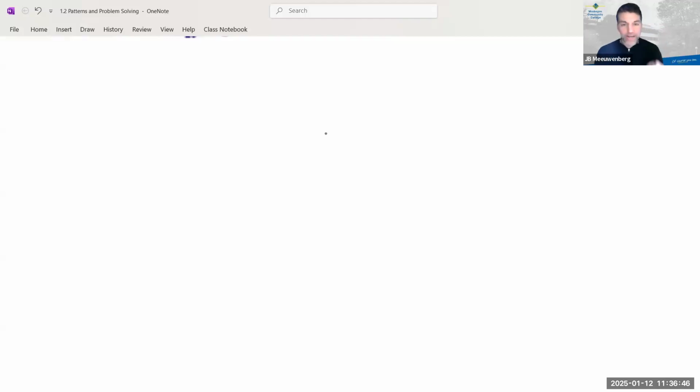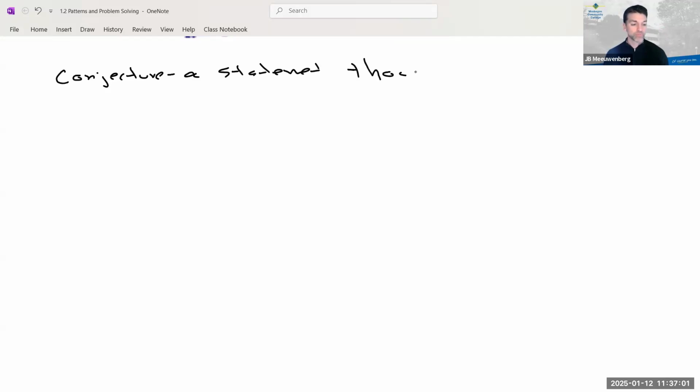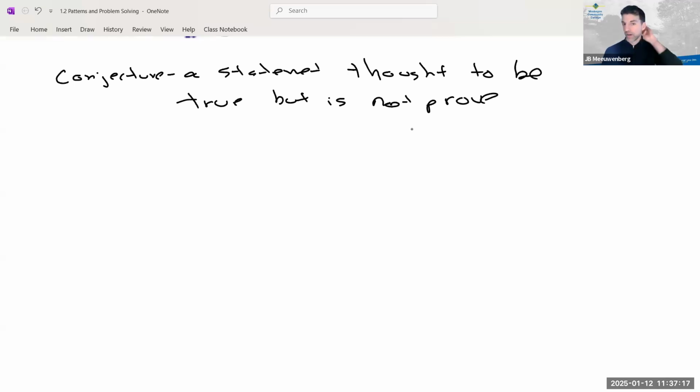So to evaluate conjectures, remember a conjecture, we talked about this last time, a conjecture is a statement thought to be true but not proven. A single counterexample disproves that conjecture.